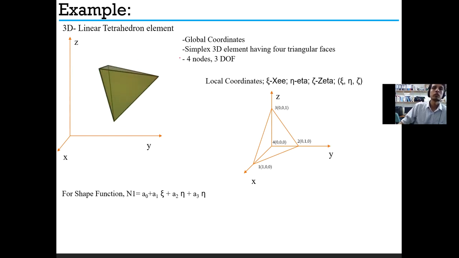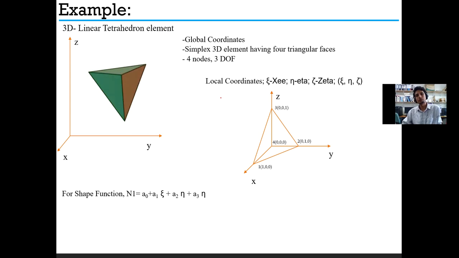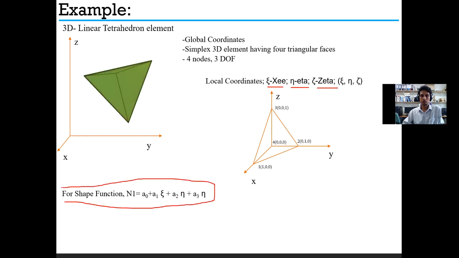Here we have come to the example for the tetrahedron element, and this is in the global coordinates. This is actually the simplest 3D element, having 4 triangular faces. This has 4 nodes and 3 degrees of freedom x, y and z. If we define it in local coordinates, that is zeta, eta and zeta, that would be quite like x, y, z. This is the shape function equations, and I have built local coordinates here for one section. So you can see that this is node 1, 2, 3, 4.